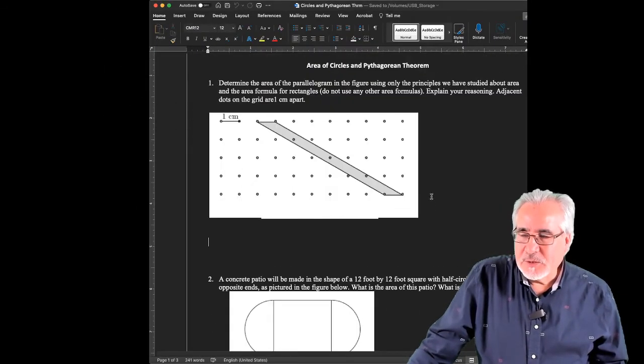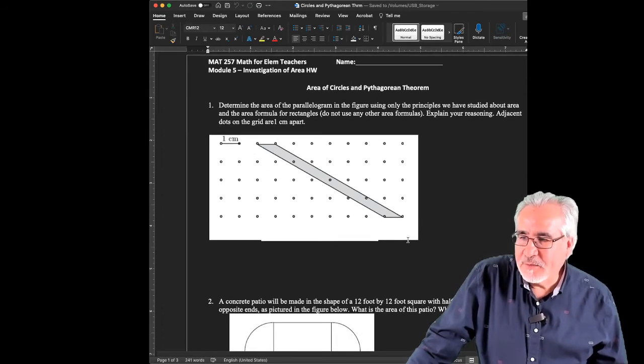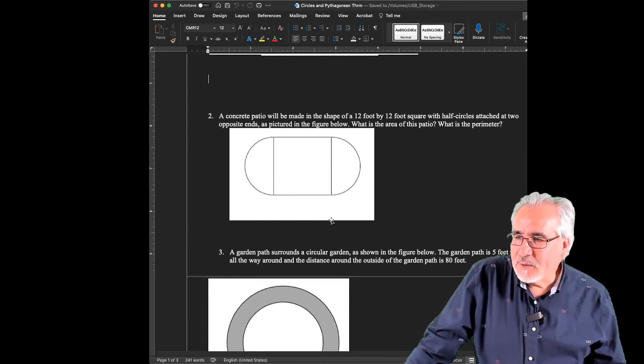And then there's this one. So there's two that we have for you to do. This one, you can find the area of a parallelogram. And again, remember base times height. So that's right there.